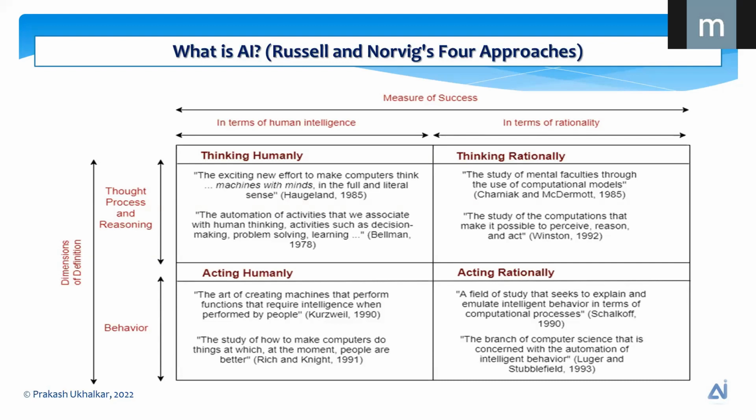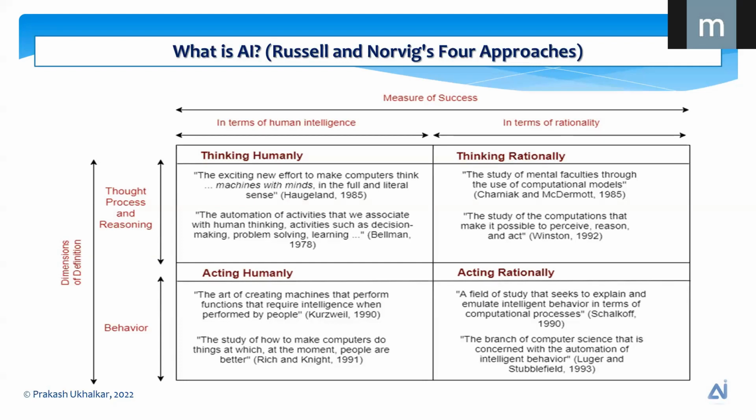And then in the fourth approach, acting rationally, Schalkoff in 1990 defined AI as a field of study that seeks to explain and emulate intelligent behavior in terms of computational processes. So look at this, intelligent behavior is mentioned with some reason, right? And then in 1993, Luger and Stubblefield mentioned it as the branch of computer science that is concerned with the automation of intelligent behavior.